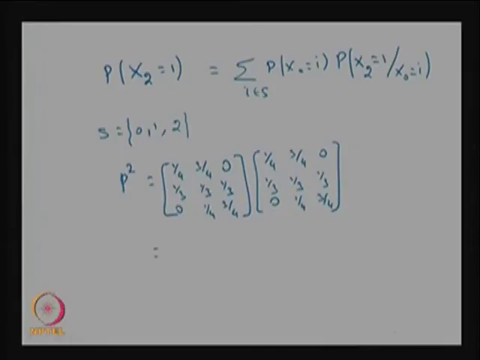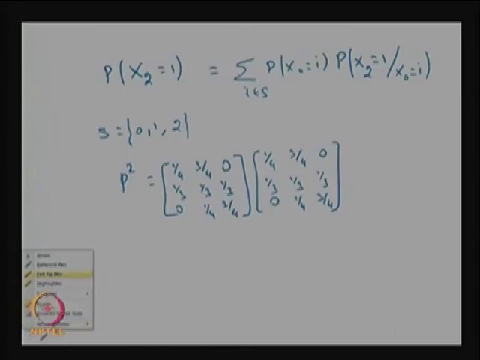From P squared, you pick out the elements for X0 equal to I for all possible I, then multiply with the initial probabilities, and that multiplication will give the probability of X2 equal to 1. I am not doing the simplification. Once you know P squared, you can find the probability of X2 equal to 1. Similarly, one can compute the other conditional probabilities also.